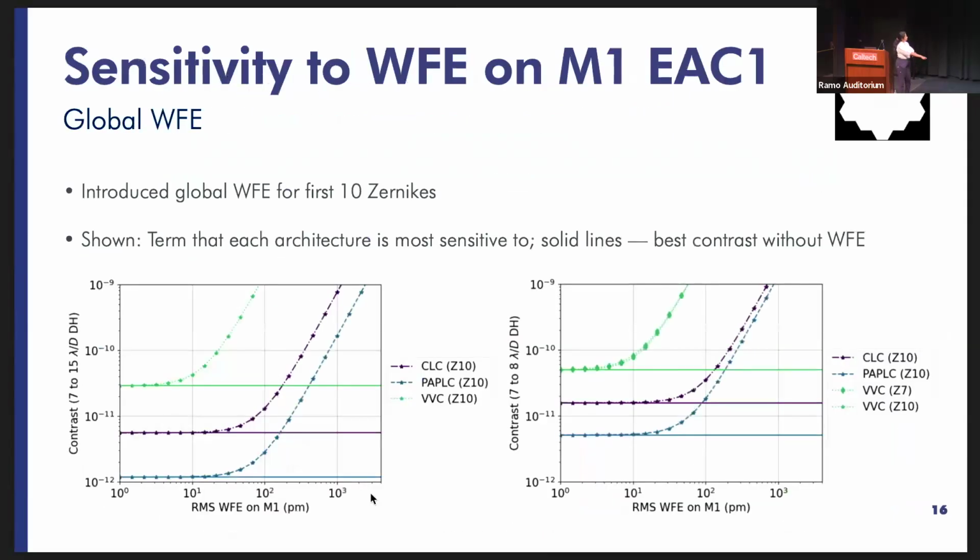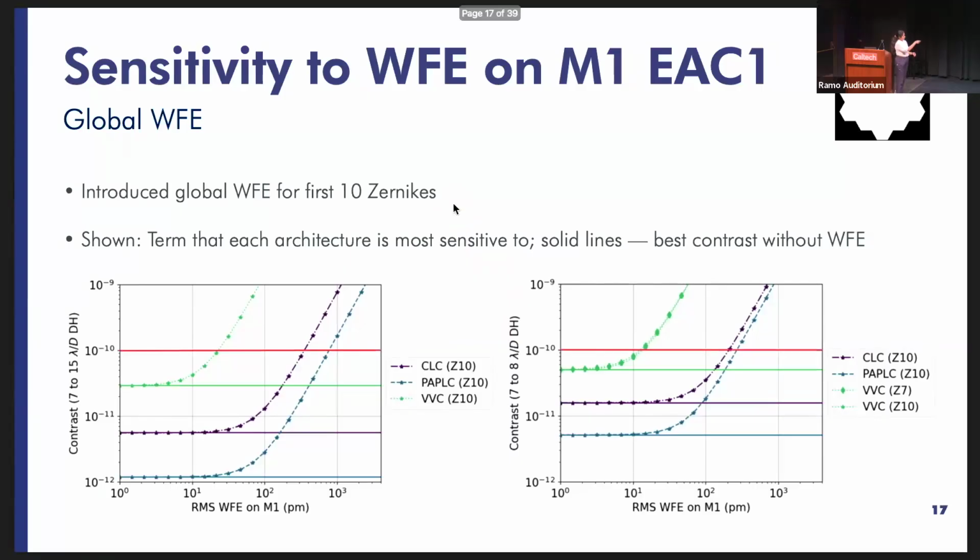And then going to the global wavefront error, we introduced them in the form of the lower order Zernikes. I am only showing the Zernike mode that each architecture was most sensitive to here. On the left, it's how the contrast degrades in the full dark hole region, going from 7 to 15 lambda over D. And on the right is how it degrades at the edge of the inner working angle, which in this case is 7 to 8 lambda over D.